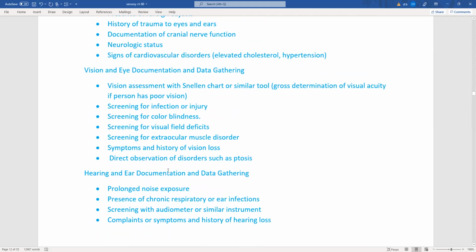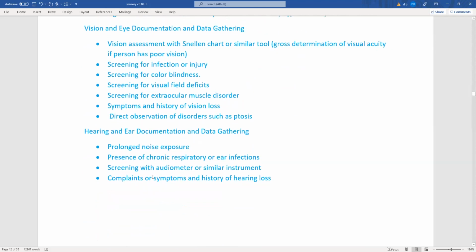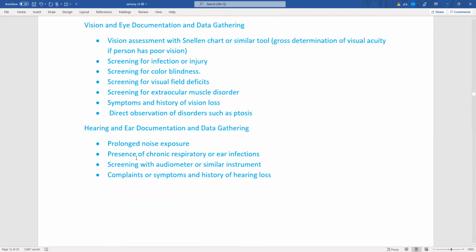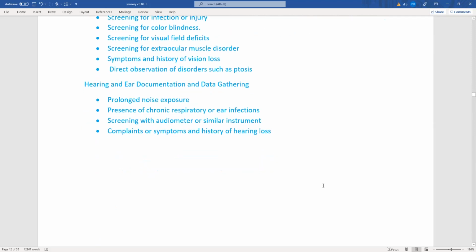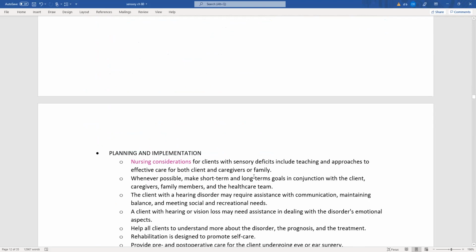Okay, so hearing and ear documentation and data gathering. Prolonged noise exposure. Presence of chronic respiratory or ear infections. You need to know about that. Screening with an audiometer or similar instruments, and complaints or symptoms and history of hearing loss. Find out about that information on that patient.